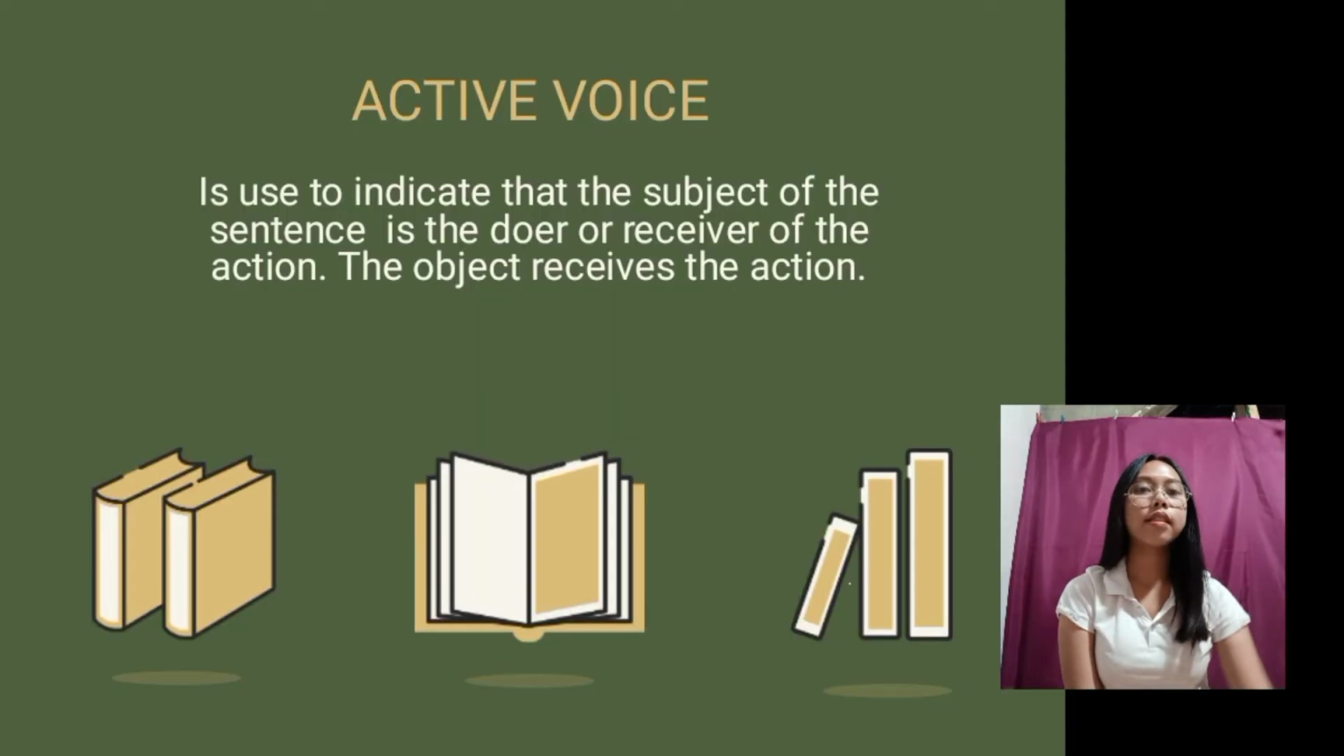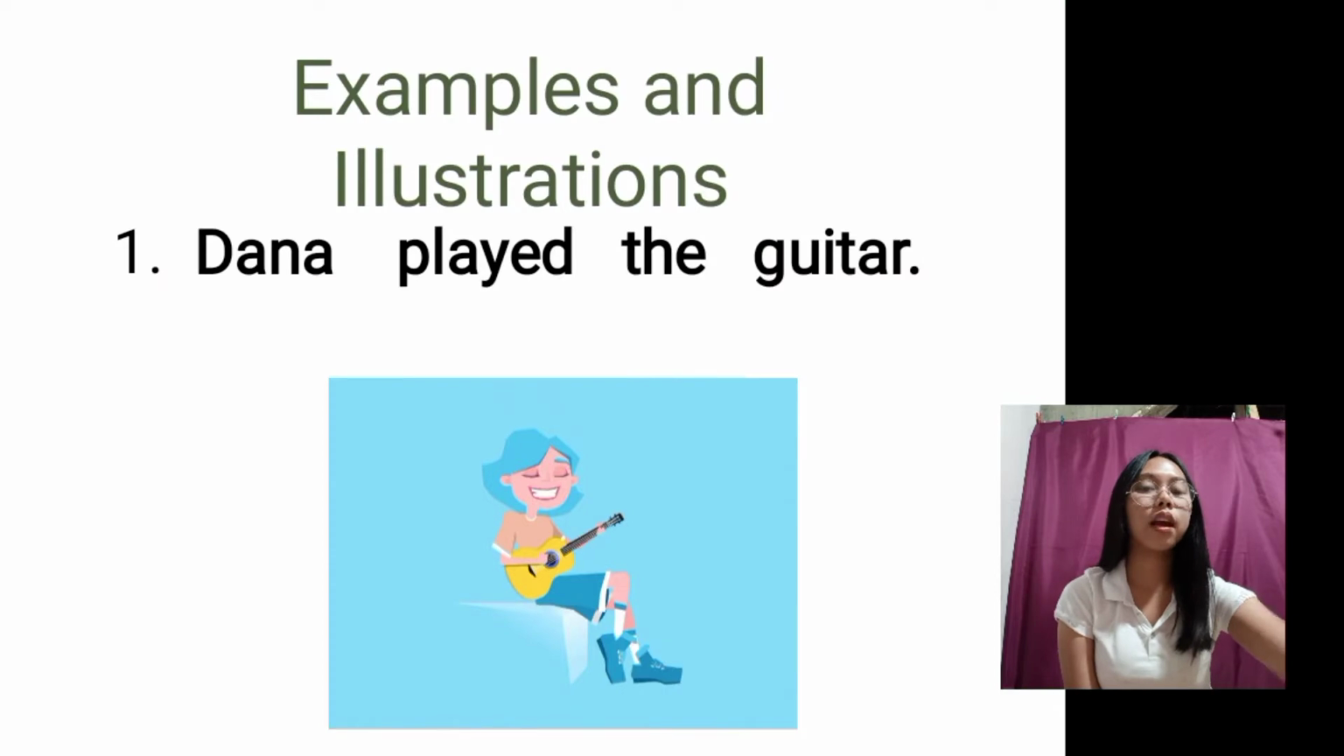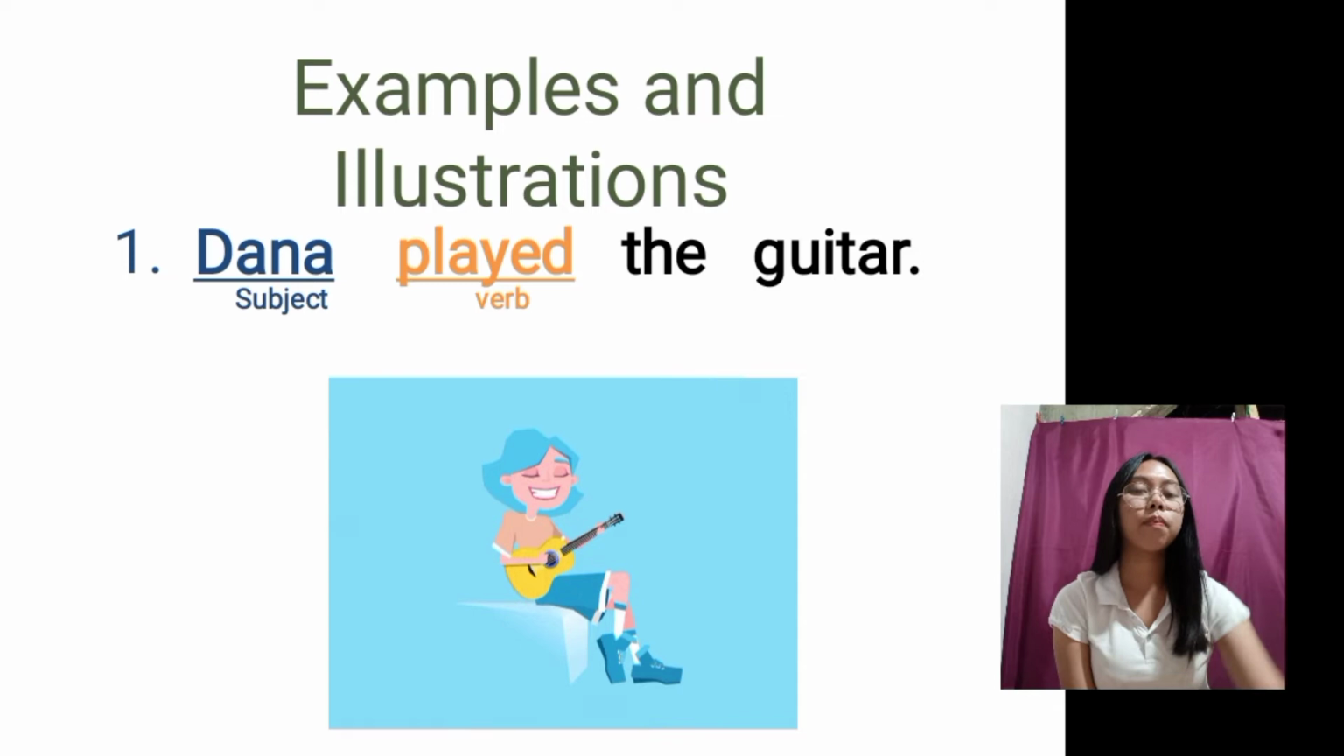Let us know first the active voice. Active voice is used to indicate that the subject of the sentence is the doer of the action. The object receives the action. Okay, I have some examples here. Number 1, Dana played the guitar. Who played the guitar? Okay, very good. Dana. Dana here is our subject. What does Dana do? Okay, very good. Played. Played here is our verb.